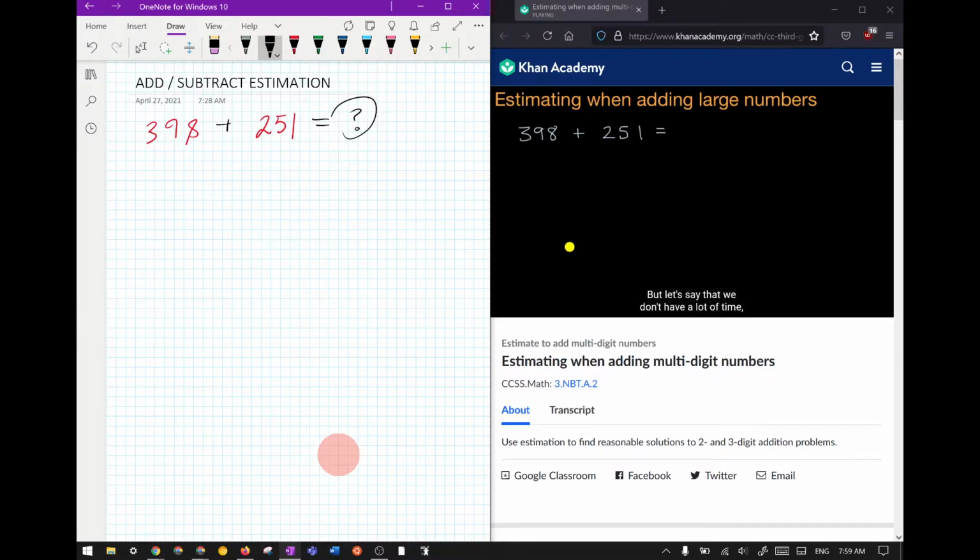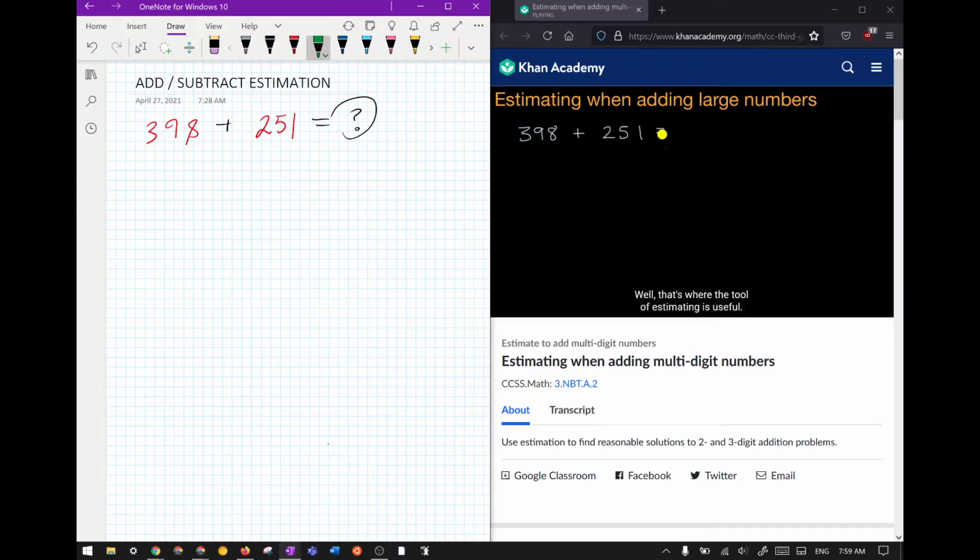But let's say that we don't have a lot of time and we don't have paper and we want to do it in our heads, and we don't care about the exact number. We want to know roughly how many eggs we have. Well, that's where the tool of estimating is useful. So instead of saying the exact amount of eggs, we could say how many do we roughly have? And that's what this squiggly equal sign means. It means we don't have to get the exact number, but how many do we roughly have? And so we will be estimating.